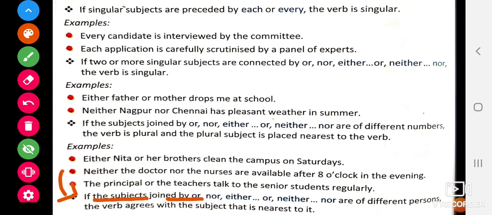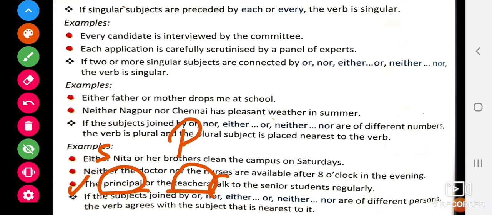If the subjects are joined by or, nor, either or, neither nor, and if they are of different persons, the verb agrees with the subject that is nearest to it. Look at this example, the third one. The principal or the teachers talk to the senior students regularly. We have the subject which is singular, we have the second subject which is plural, we have the verb here which is also plural. So the verb will agree to the nearest subject.